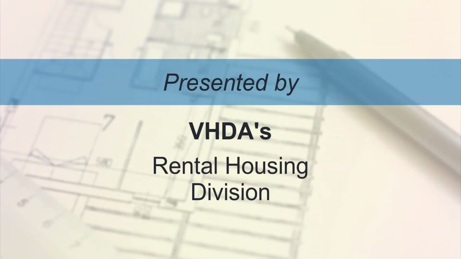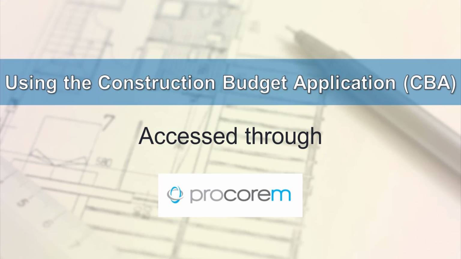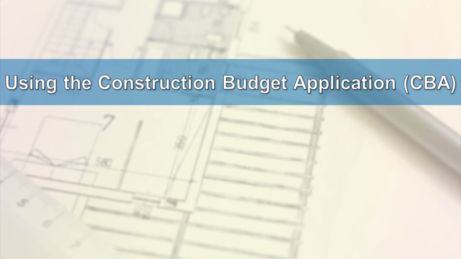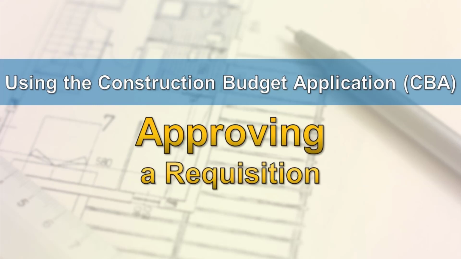VHDA's Rental Housing Division is excited to introduce a new contractor's requisition tool called the Construction Budget Application, or CBA. The tool is accessed through Procorum and is used to create and manage the line item and subcategory budgets. Once the general contractor, or GC, creates and submits a requisition in order to initiate draws on the budget, approval is required. This video will identify the 4 required approvers and how to approve or reject a requisition.